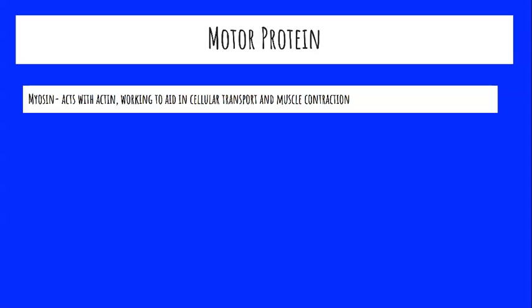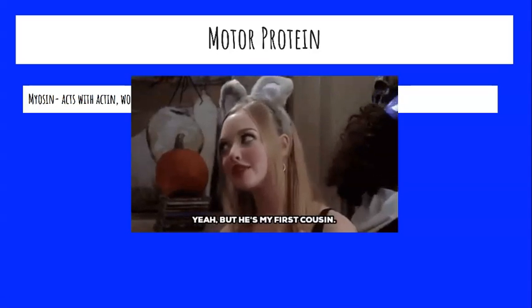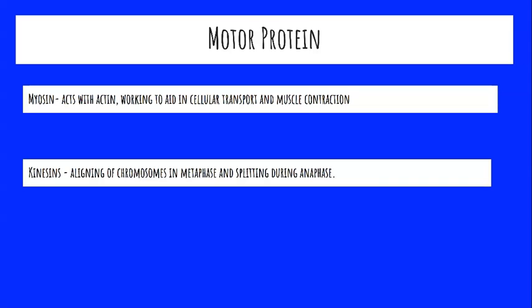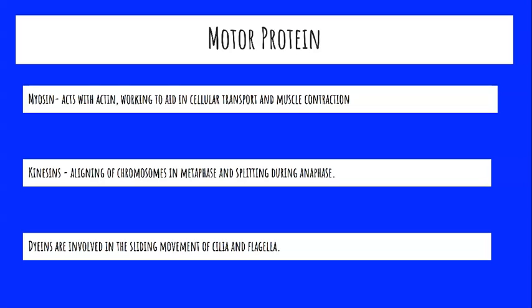Now, muscle contractions can get a little bit complicated, so we'll save that for a different day. I'm talking complicated like cousins in Alabama. Kinesins and dyneins are associated with microtubules, both playing roles in cellular transfer as well as having some standalone characteristics. Kinesins play a key role in aligning chromosomes during metaphase and splitting during anaphase. Dyneins are involved in the sliding movement of cilia and flagella. You know, the sperm you shoot in your belly button every morning, that kind of flagella.